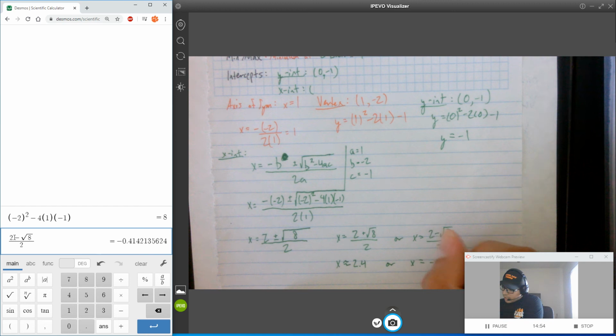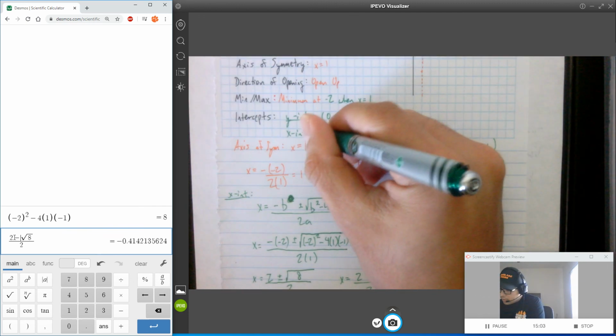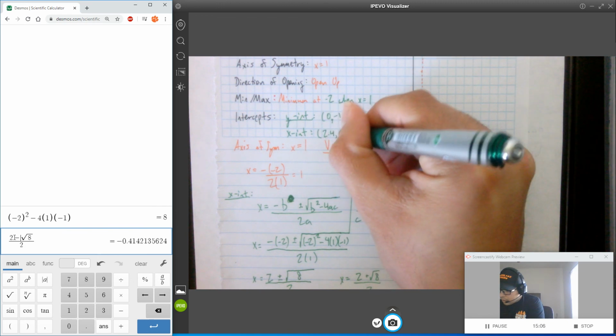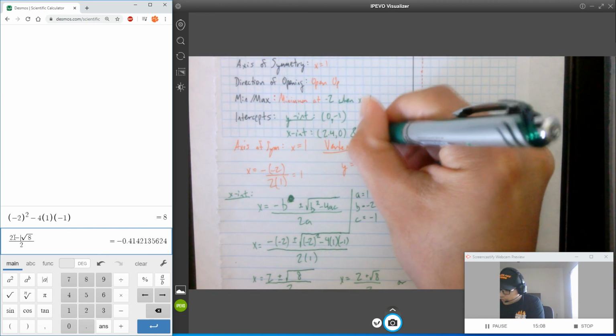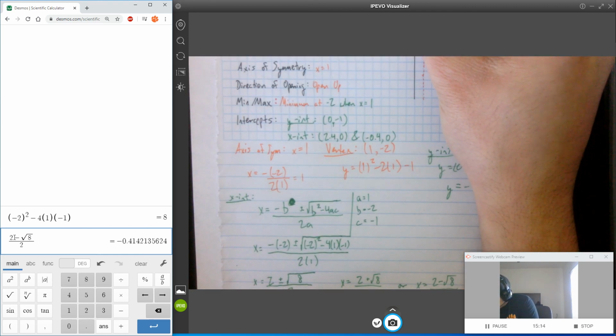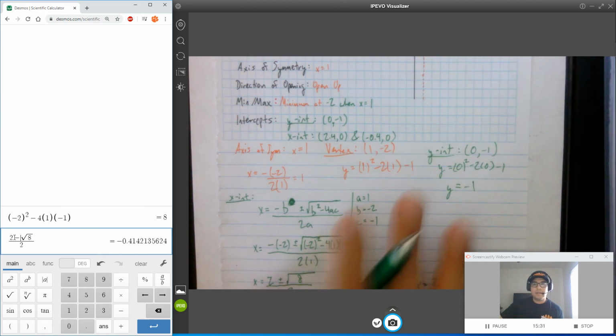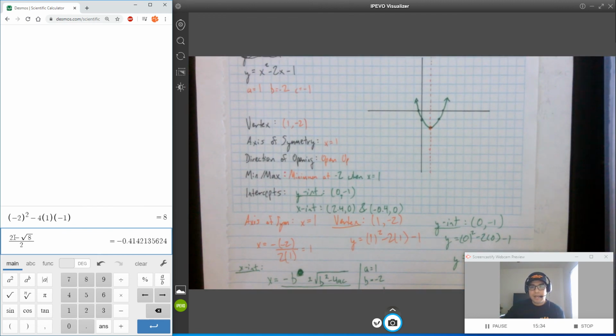X equals negative 0.4. So my x-intercepts are going to be 2.4 and negative 0.4. Right over here, 0.5 is around there, 0.4 right over there, and 2.4, this is 2, 2.5 right there, 2.4 right over there. And I'm going to bring all of those together. There we go. Oh, and there we have it.